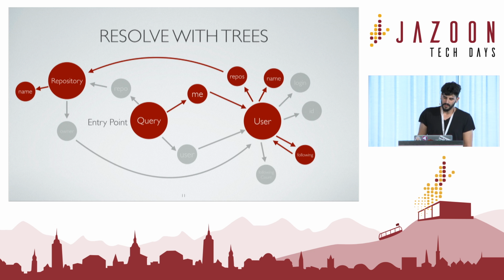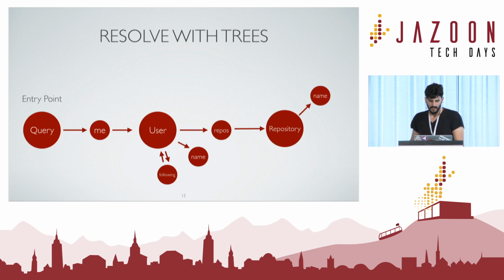So depicting our application as a graph allows your clients to send a query tree, which is really a subset of your whole application graph. That allows your GraphQL API server to traverse this query and call a resolver function for each field, which is depicted here by those smaller nodes.